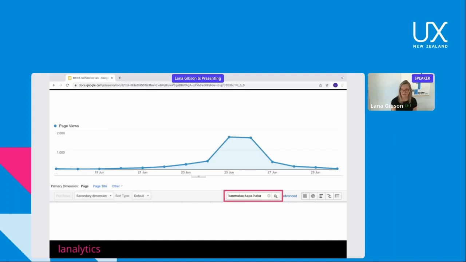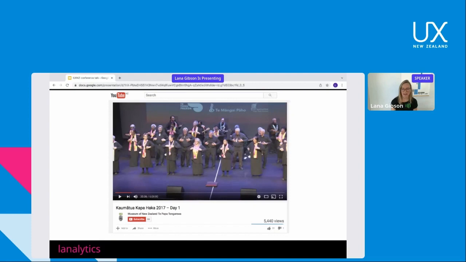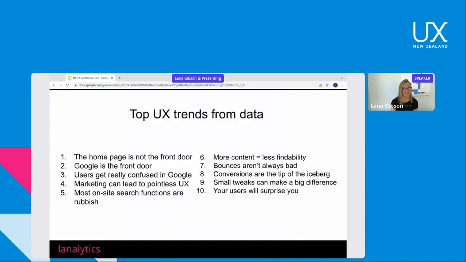But when we looked deeper into the data, we saw it was actually people viewing the live video streaming on the site and on social media. That was awesome for Te Papa. They were reaching people beyond the museum walls, hundreds or thousands of people who were able to partake in the celebrations. So it's things like that. It's not the data, it's the human needs behind the data, the psychology that really fascinates me.